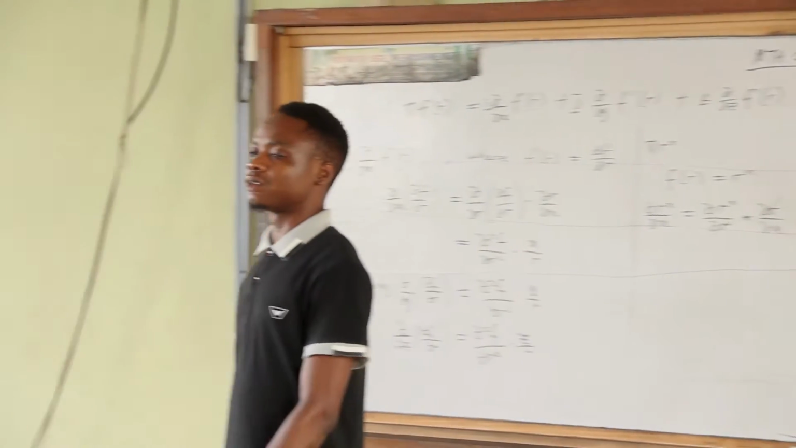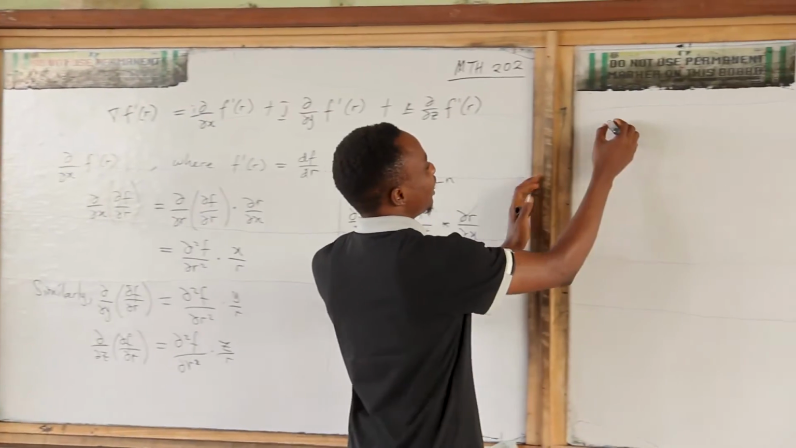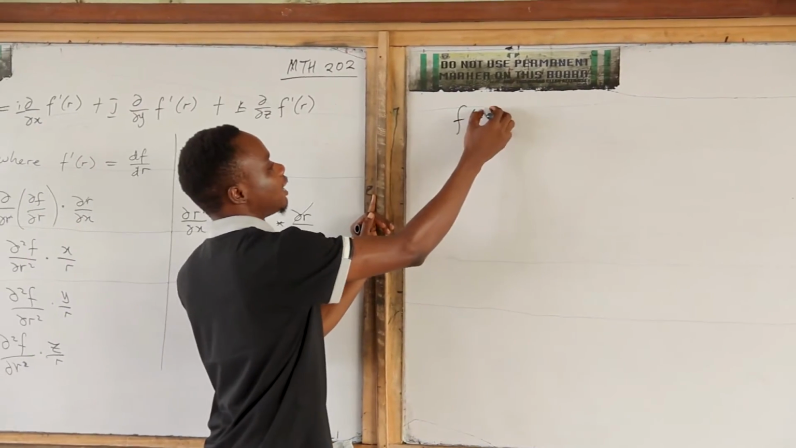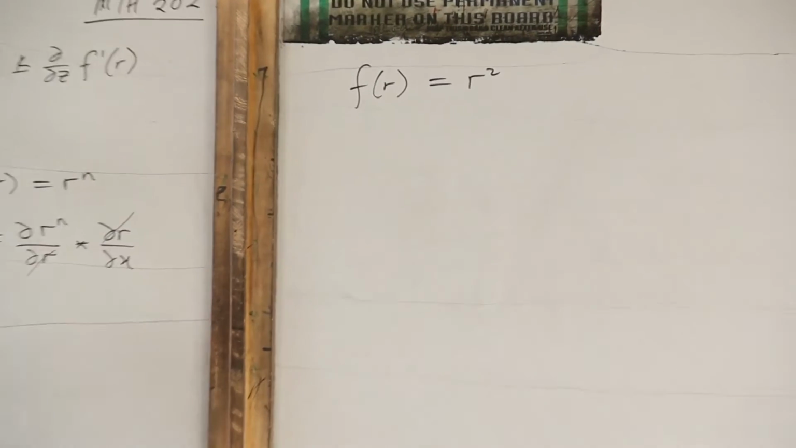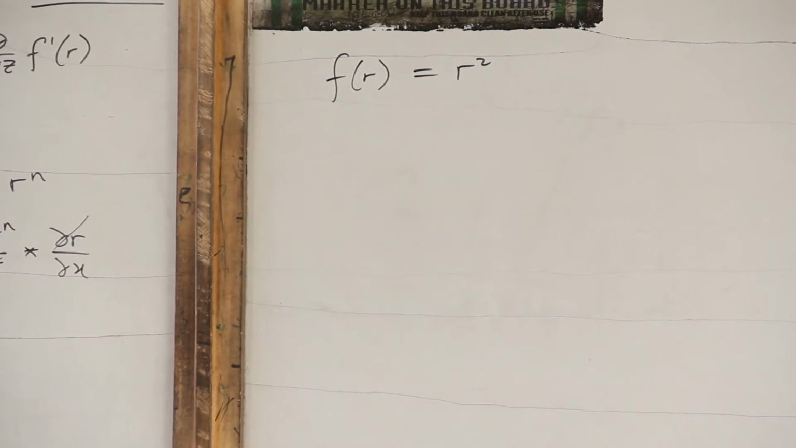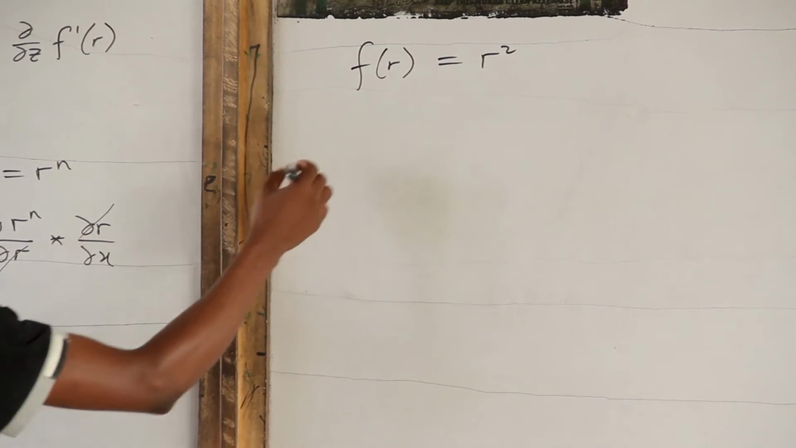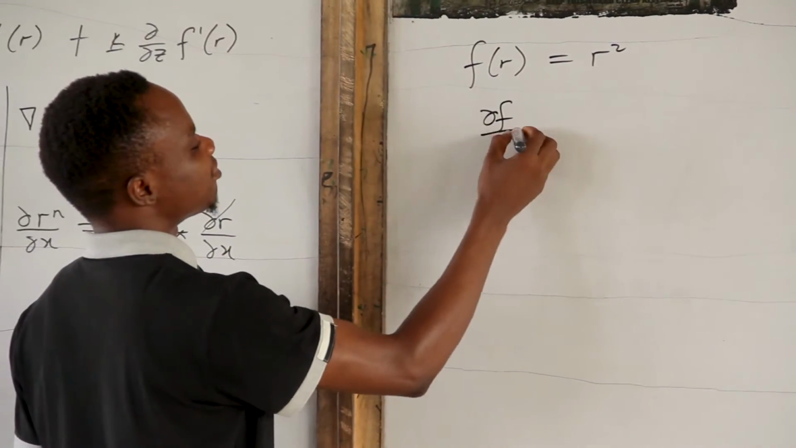Okay, look at something, please. Look at this. Please pay attention. This is what we mean by it. Assume that you have something like f of r equal to r squared. Listen very well. If you have f of r equal to r squared, you're going to have this to mean that you have del f del r.